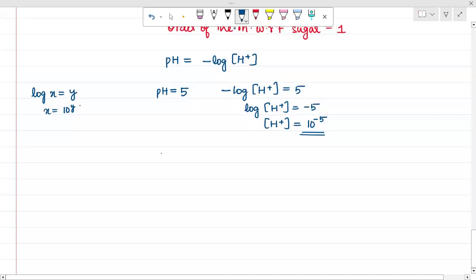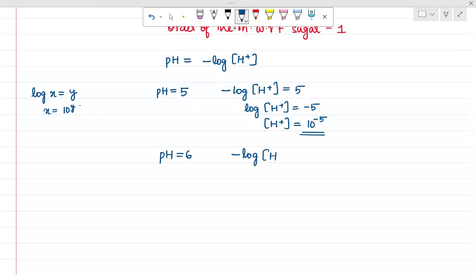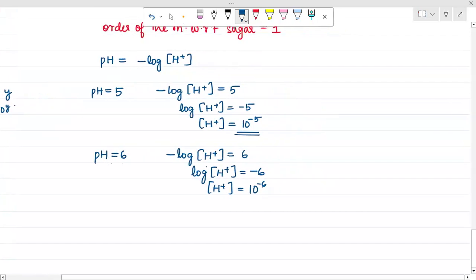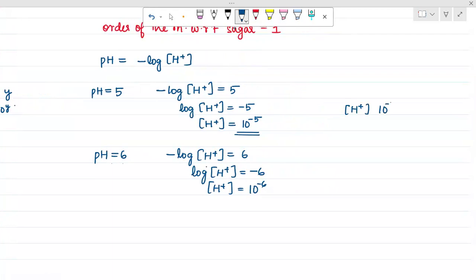Okay. Now, in the other case, pH value is equal to 6. So, minus log H plus is going to be equal to 6. Meaning, taking negative to the other side, log H plus is equal to minus 6, or H plus is equal to 10 to the power minus 6. Now, let's compare what is given in the question. When pH is 5, meaning H plus concentration is 10 to the power minus 5, our T half was 500 minutes.